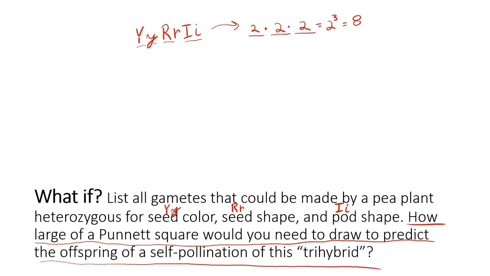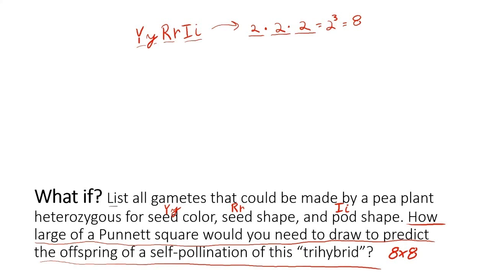Self-pollination means that essentially we are breeding this plant with itself. So both sides of the Punnett square will have the same number of possibilities, which is 8, which means it would be an 8 by 8 Punnett square, which is a 64-square Punnett square, which is a chessboard, as it turns out. So you would need an entire chessboard in order to lay out all of the possibilities here.